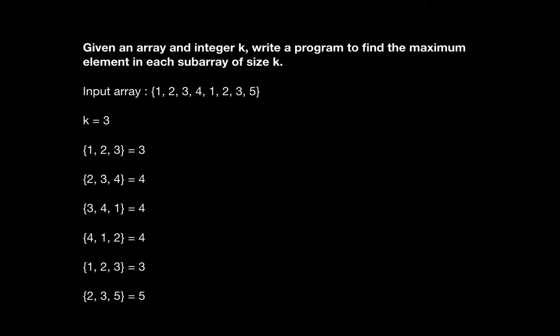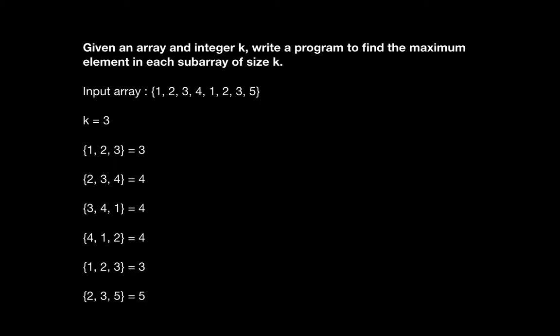The problem is you're given an array and you're also given an integer k. I'm supposed to write a program which finds the maximum element in each subarray of size k. Very simply, a subarray here is a consecutive block of elements, which is referred to as the subarray.